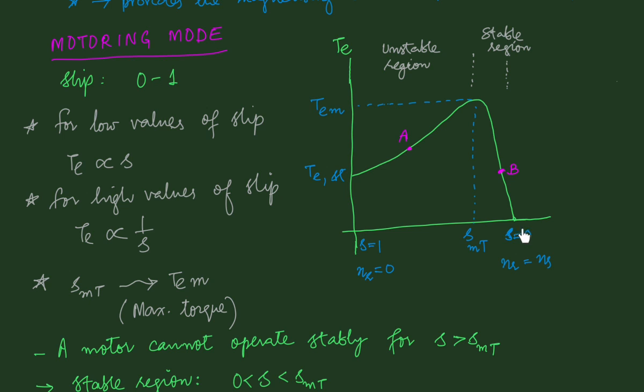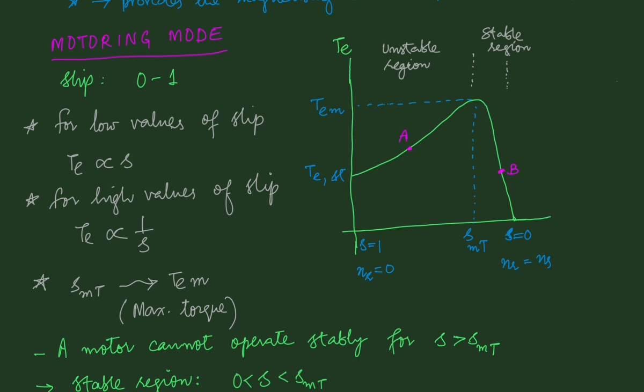And for the other values of slip between 0 and 1, the torque has a variation as shown in this figure. It must be noted that for low values of slip, which are in this region, the torque increases almost linearly with the slip. So the torque is proportional to the slip. Therefore, as the slip increases, the torque also increases linearly with the slip. But for large values of slip, which are in this range, the torque is inversely proportional to the slip. As is quite obvious, as the slip increases, the torque reduces.